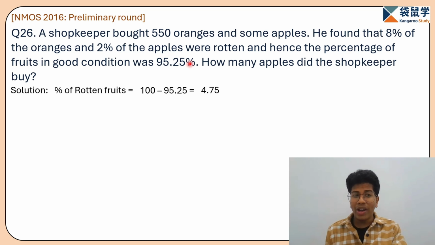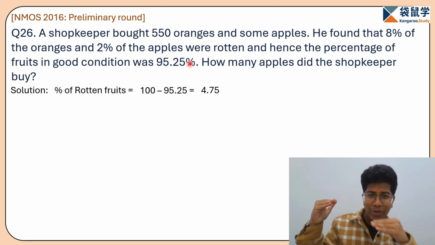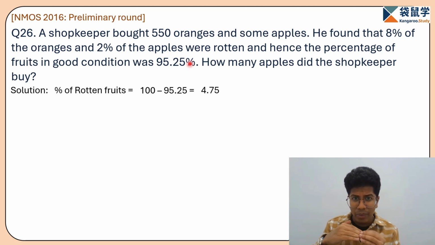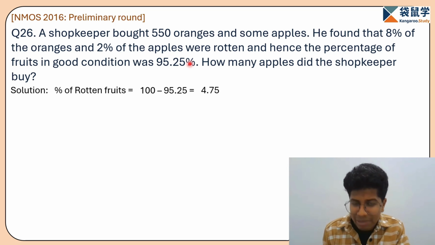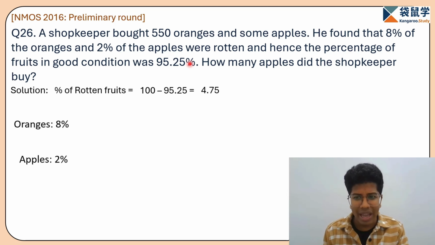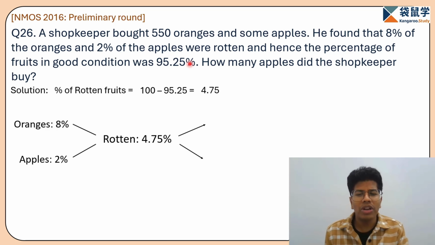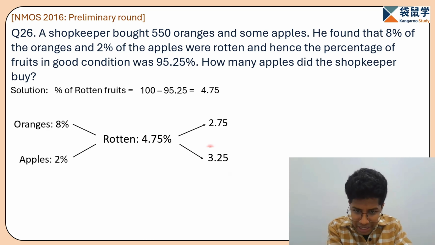But for oranges, it was 8%. From 8%, it went down to 4.75%. But for apples, it was 2%. It went up by some percentage. But this percentage is nothing but the cross we just saw. So if I write it down like this, oranges, apples, we need to achieve 4.75. The difference between these numbers is just 3.25. And for apples, it's just 2.75.